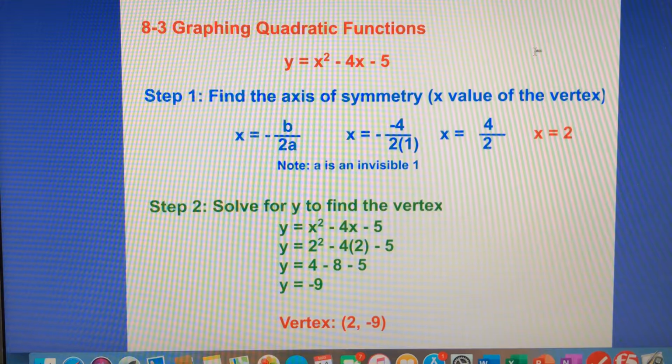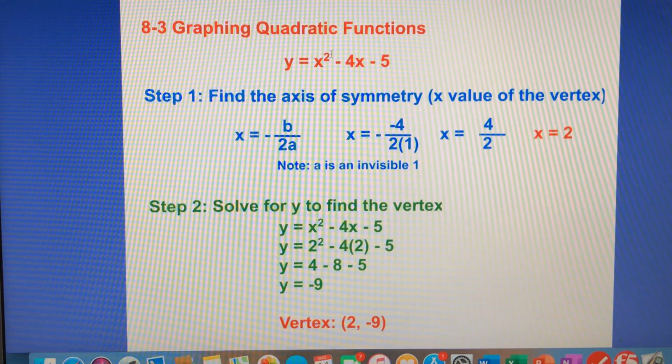Y equals x squared minus 4x minus 5. We know that the quadratic needs to have that square there. Find the axis of symmetry. That's the first thing we do. In our last section, we learned this shortcut formula, the inverse of b over 2a.